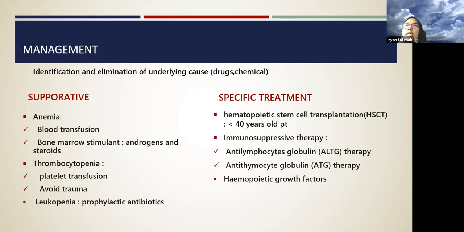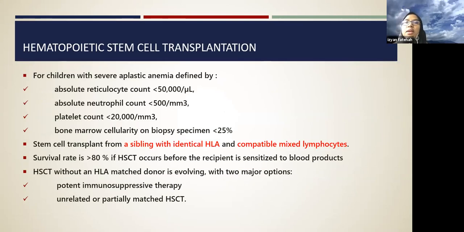Usually it is given to young patients with severe aplastic anemia and age below 40 years old. We should move to the next slide because I need to explain it. Okay, the hemopoietic stem cell is given to severe aplastic anemia patients. So there are the characteristics: the stem cell is from a sibling with identical HLA and compatible mixed lymphocyte culture. And the survival rate is about 80% if it is given before the recipient is sensitized to blood products, because blood transfusion can sensitize the patient.